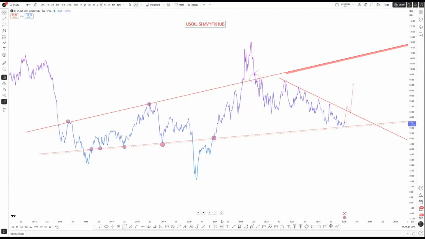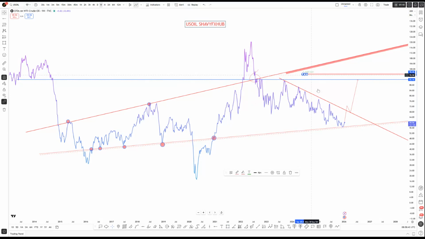Let's put that structure into context, because I'm hoping that a push back into the zone could likely reinforce. I think a breakout from here could mean that oil's advanced take profit could be in that zone, you know. So let's see if the Iranian regime survives.